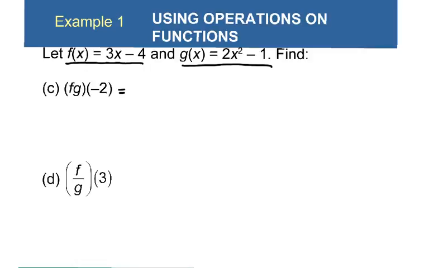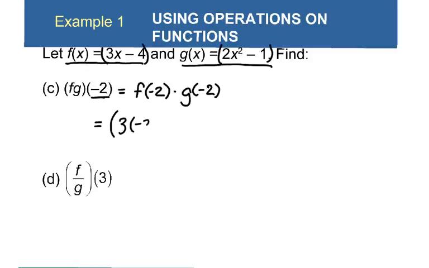Again, don't mistake this for multiplication of negative 2. What this is telling us is I want to take f of negative 2 and multiply it to g of negative 2. And we're going to replace all of our x values with negative 2. Go ahead and put your function right here, the f of x and g of x, in parentheses when you do multiplication.